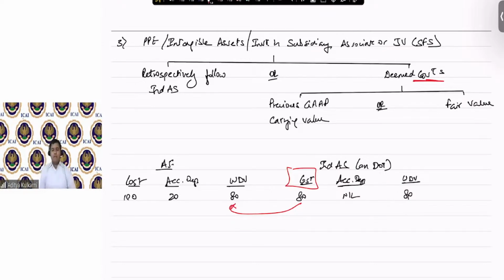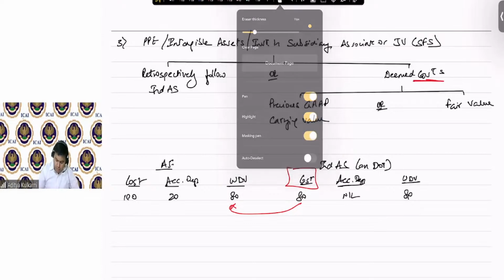Are we clear with this? Property, plant and equipment. Are you clear? Anybody has any doubts? No doubts.